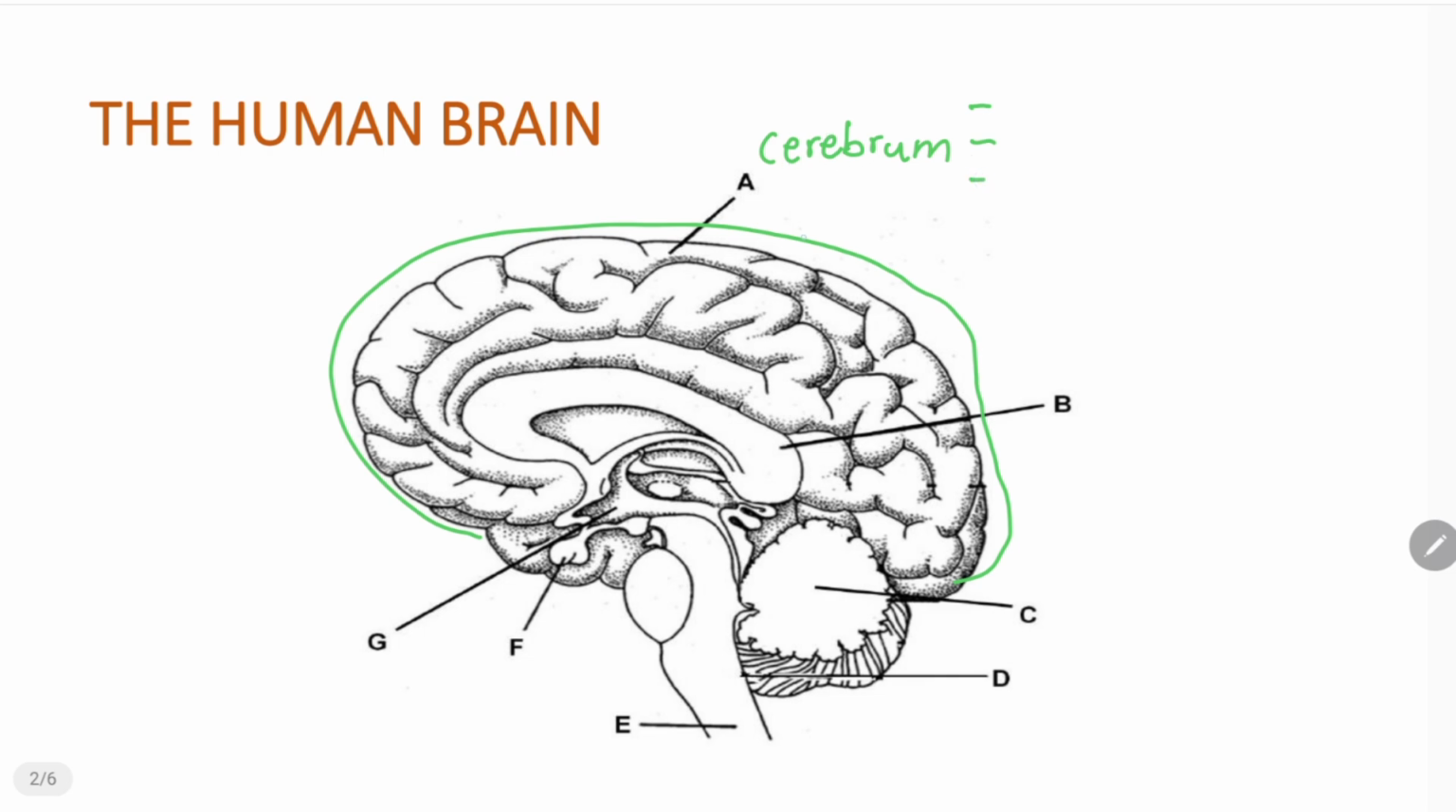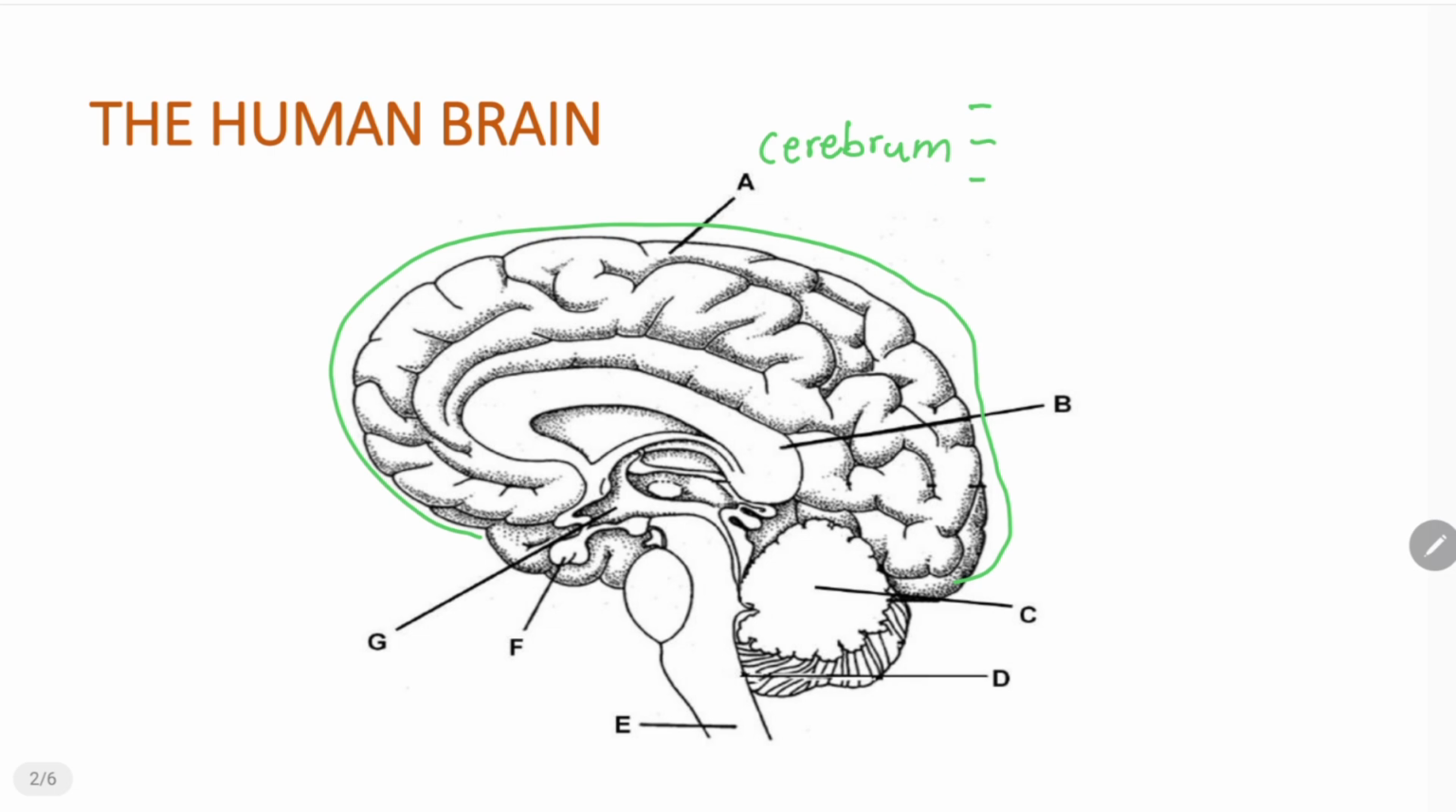Number three, the cerebrum is also said to control all voluntary movements. By voluntary movements, we are referring to actions that you do on purpose. These are things that you decide to do by yourself. We call them voluntary actions. And these voluntary actions are controlled by this part of the brain that we refer to as the cerebrum. So those are the three functions of the cerebrum.